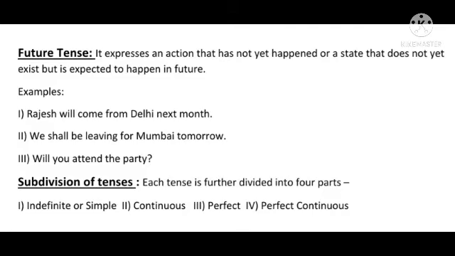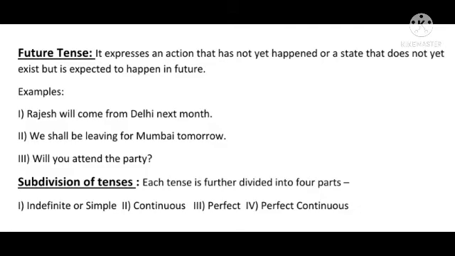Future tense expresses an action that has not yet happened or a state that does not yet exist but is expected to happen in future. For example, Rajesh will come from Delhi next month. We shall be leaving for Mumbai tomorrow. Will you attend the party? The verbs will come, shall be leaving and will attend show that these sentences are in future tense.